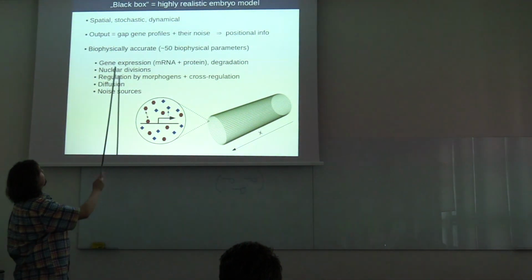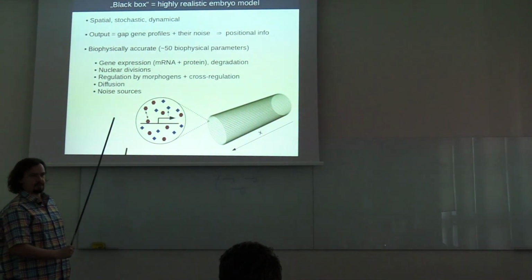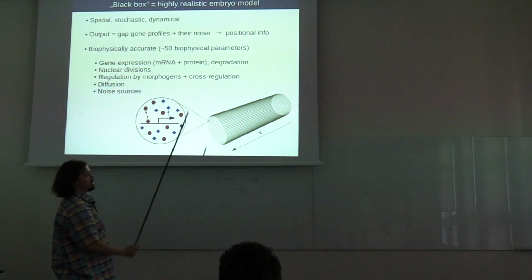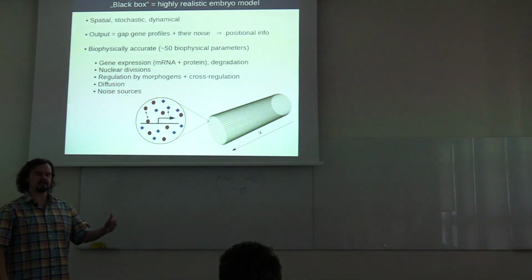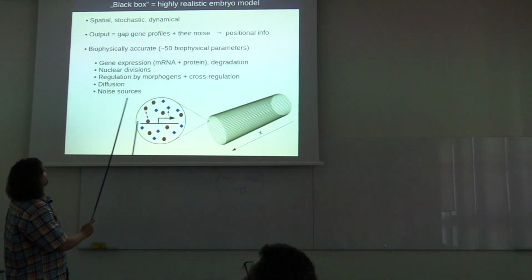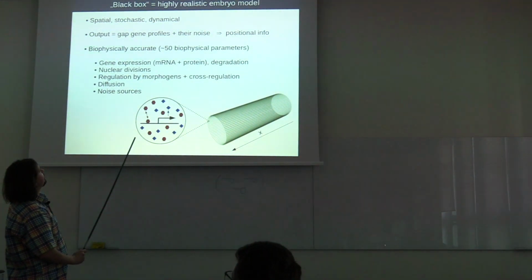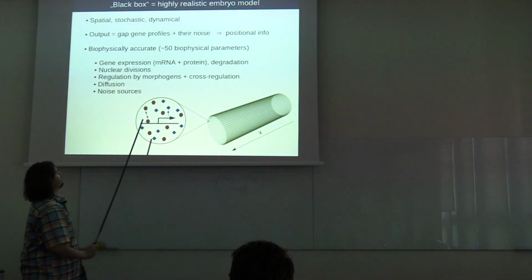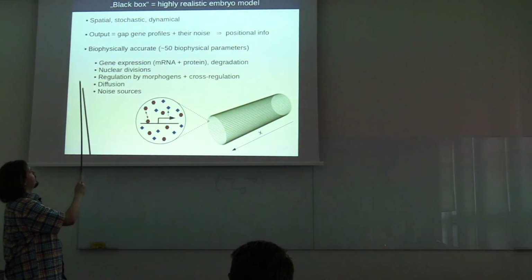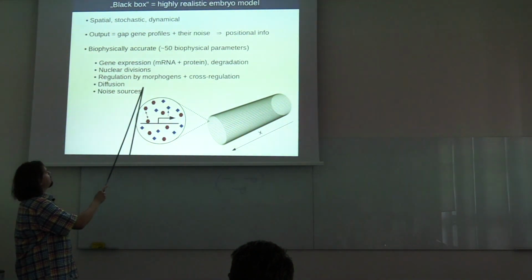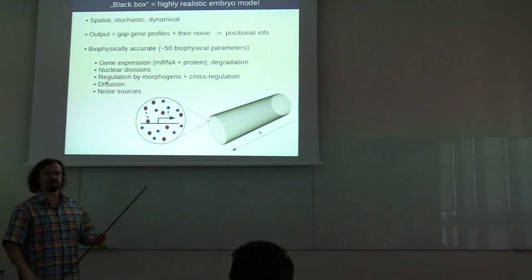And most importantly, we claim that our model is the first of this system that is biophysically accurate, and it has about 50 biophysical parameters which all have a biophysical meaning, something like a binding energy, diffusion constant, degradation rate, and so on. And it features all of the things that play a role in creating these patterns, like stochastic gene expression, stochastic degradation. It also, in a rudimentary way at least, takes care of the nuclear divisions that I have mentioned initially.